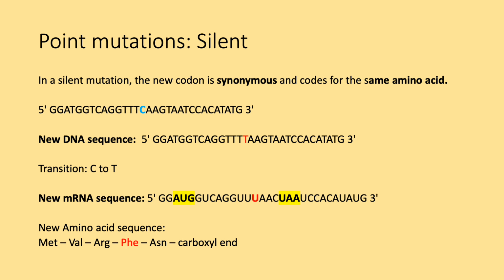In a silent point mutation, the new codon is synonymous with the original codon and codes for the same amino acid. So for this mutation, it's going to be a transition, replacing a cytosine with a thymine. And as we can see, the new codon also codes for phenylalanine.